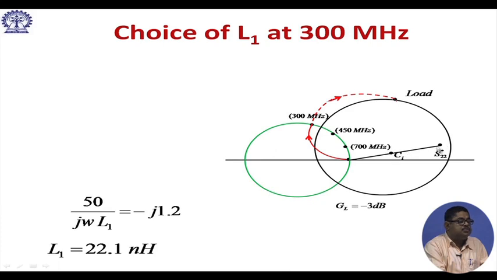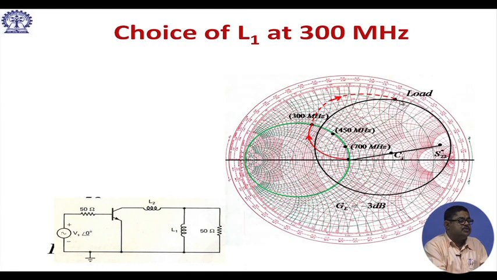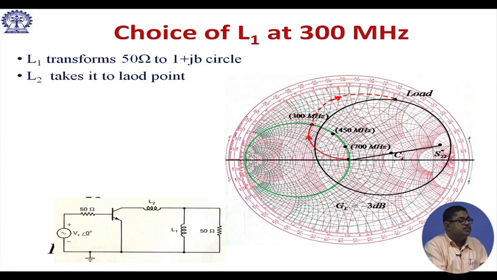Now, from this S22 value, I need to transform and then go to that 1 plus GB circle. At 300 megahertz, at 450 megahertz I will hit it here, at 700 megahertz I will hit it here, and then accordingly I will choose L1 and L2. So, the choice of L1 at 300 megahertz, let us say that this is giving that choice, this is the Smith chart part. At 300 megahertz from the load, I am first converting and then moving here. So, I am hitting it here. L1 transforms 50 ohm to this, L2 takes it to the load point.